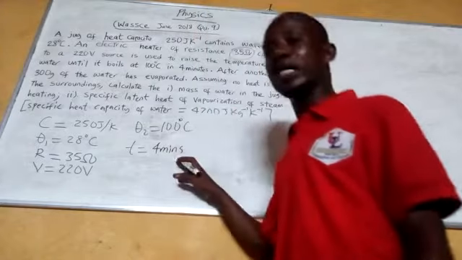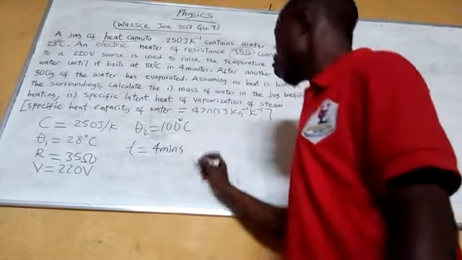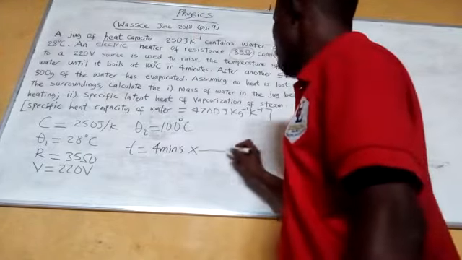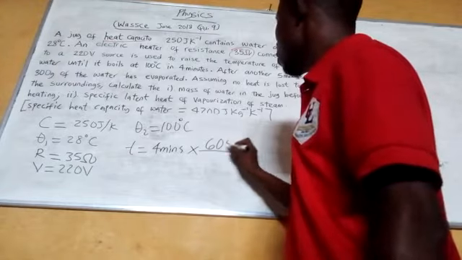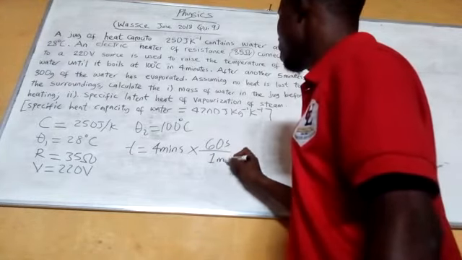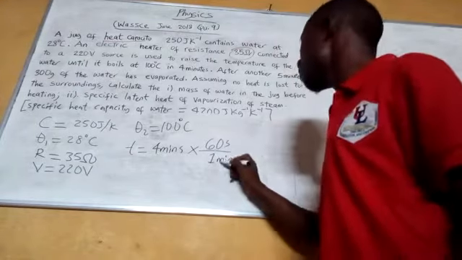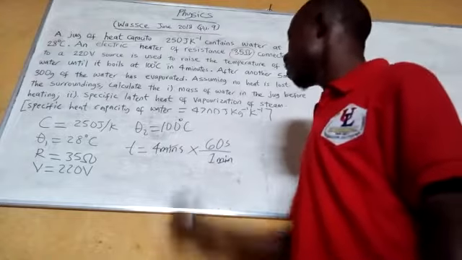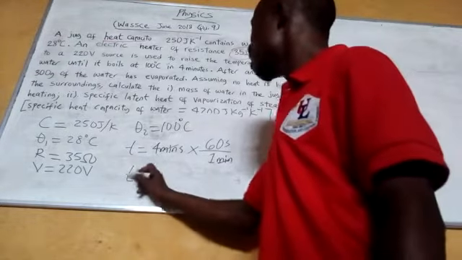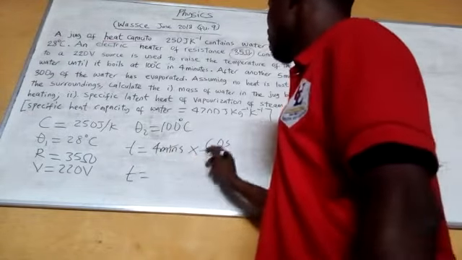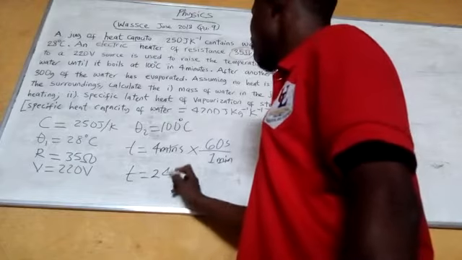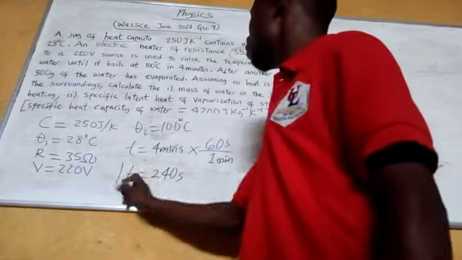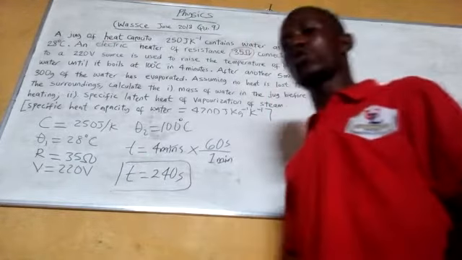We have to convert from minutes to seconds. We know that for every 60 seconds we have 1 minute. So we can see that minute will cancel minute. So we have T is equal to 4 times 60, which gives 240 seconds. So this is our time we will use.